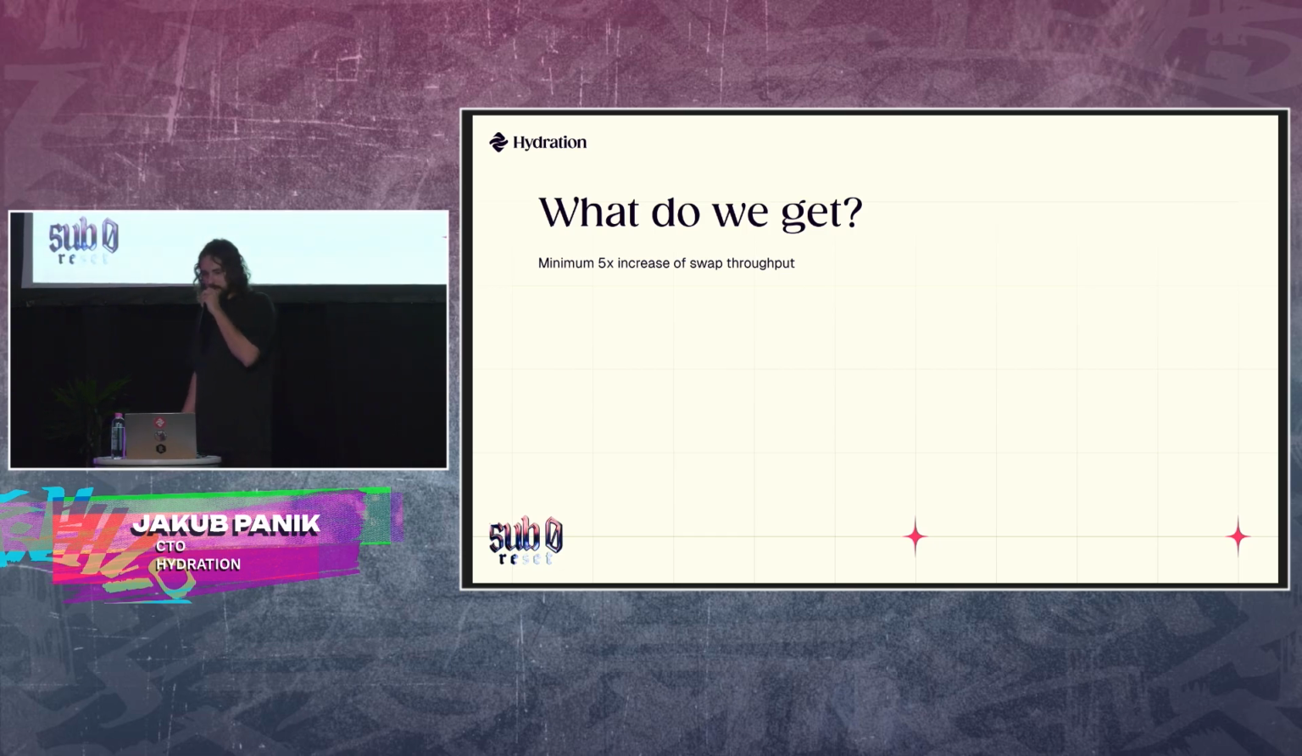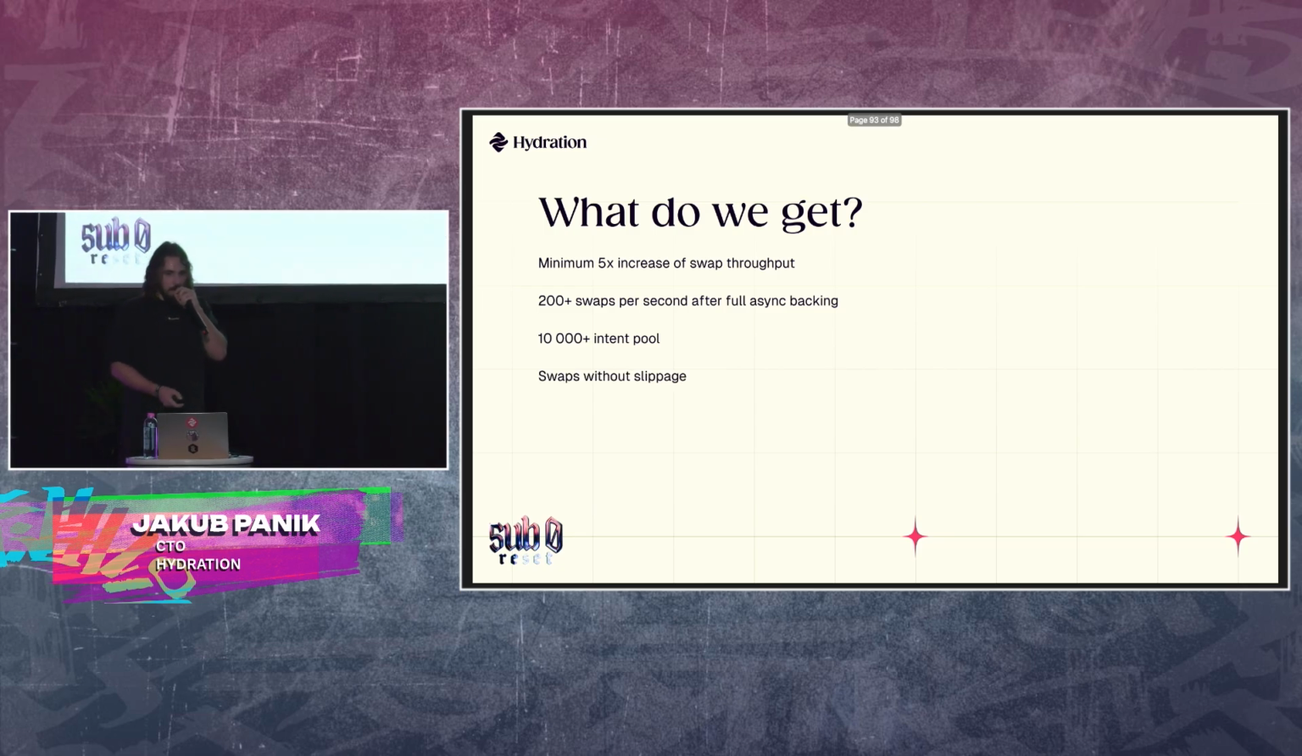Actually, we benchmarked it last week. It's not yet optimized or anything, but we will get a minimum 5x increase of swap throughput. That means 200 plus swaps per second after async backing. We can have 10,000 or more intents at the same time for the solver to be efficient. So this basically turns us into kind of an order book. And we can have swaps without slippage, improved MEV protection, and as I said before, almost instant cross-chain execution.